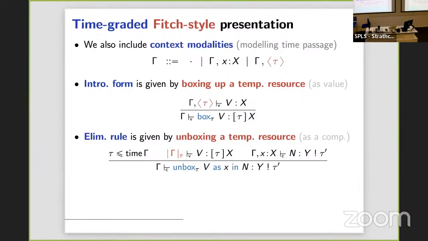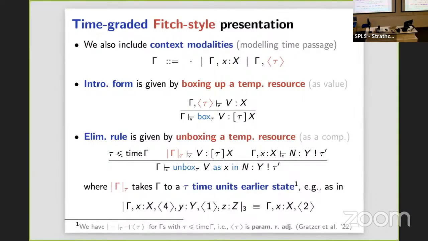But where the interesting bit arises is when you look at the V, the value that we're trying to unbox. It wouldn't be safe to just type V in the current gamma. Because what we want to say is we can unbox this value, but only if it was brought into scope, or only if it became available, enough time in the past, so that the now at which we're trying to unbox it is far enough in the future compared to where it came into scope. So that's why we have wrapped the gamma in this operation. And what this operation does is it just deducts tau time units worth of variables and modalities from the context.